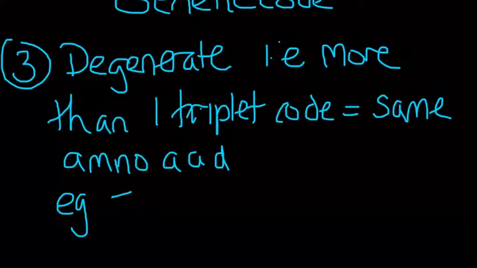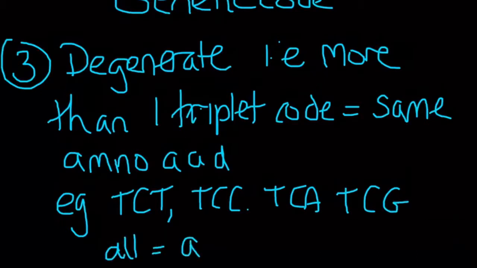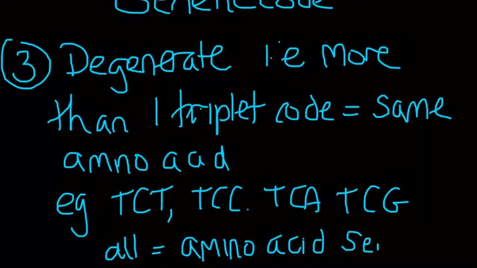The code is also degenerate, which means that there could be more than one triplet code that will code for the same amino acid. So for example, TCT or TCC or TCA or TCG all code for the amino acid serine.